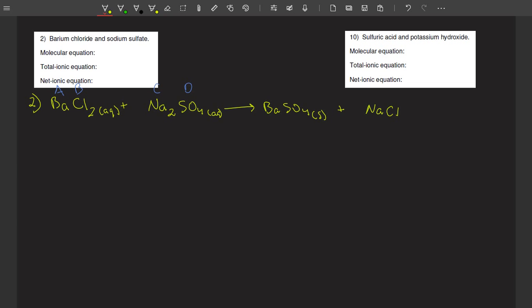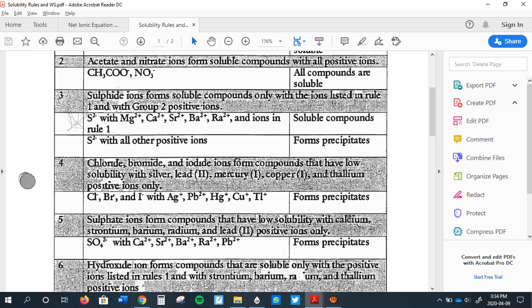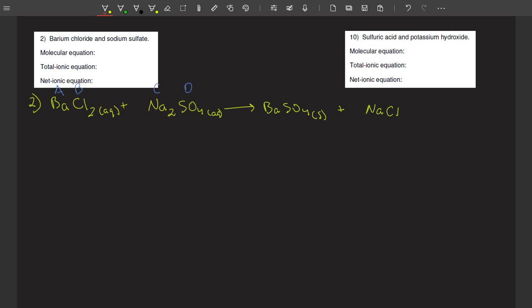Sodium chloride, going back to our solubility rules, chloride only forms compounds that have low solubility with silver, lead 2, mercury 1, and copper 1, and thallium. Sodium is not on that list. That means it will not form a precipitate. It's going to then be AQ.